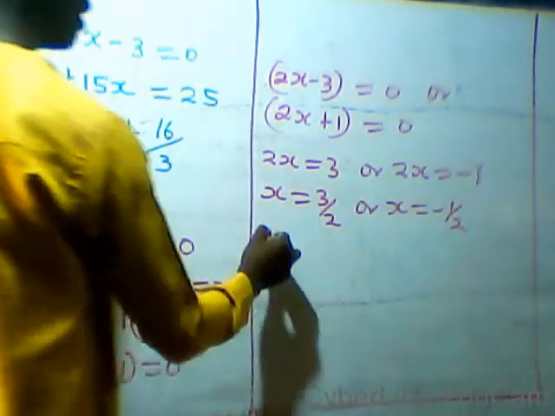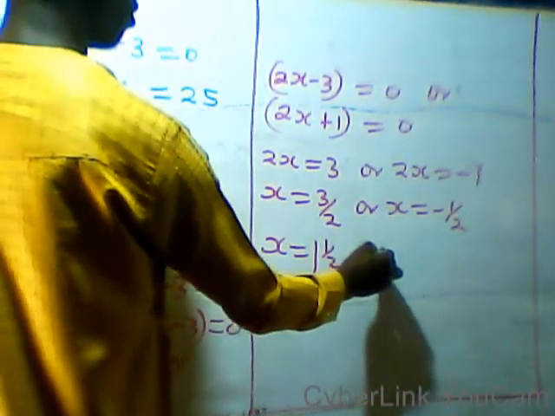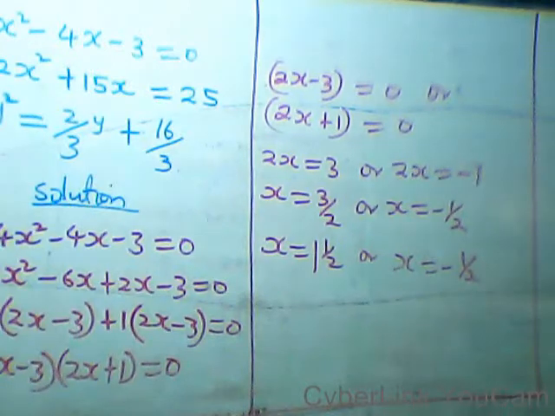If you like, you can say x is equal to what? One whole number, 1 over 2, that's 1.5, or x is equal to minus 1 over 2, that is minus half. So those are the two values of x.